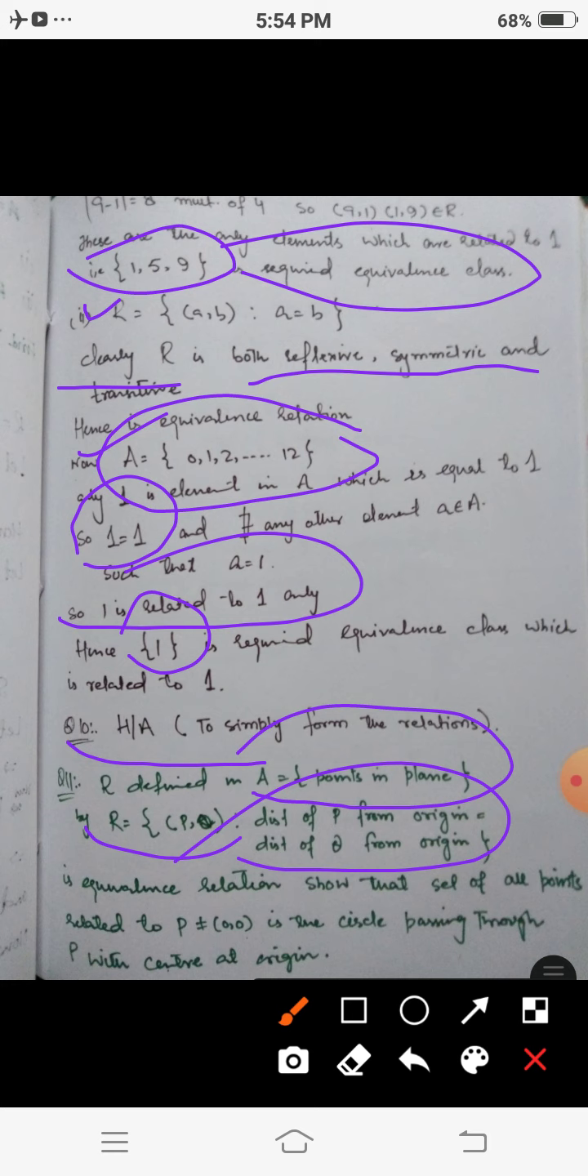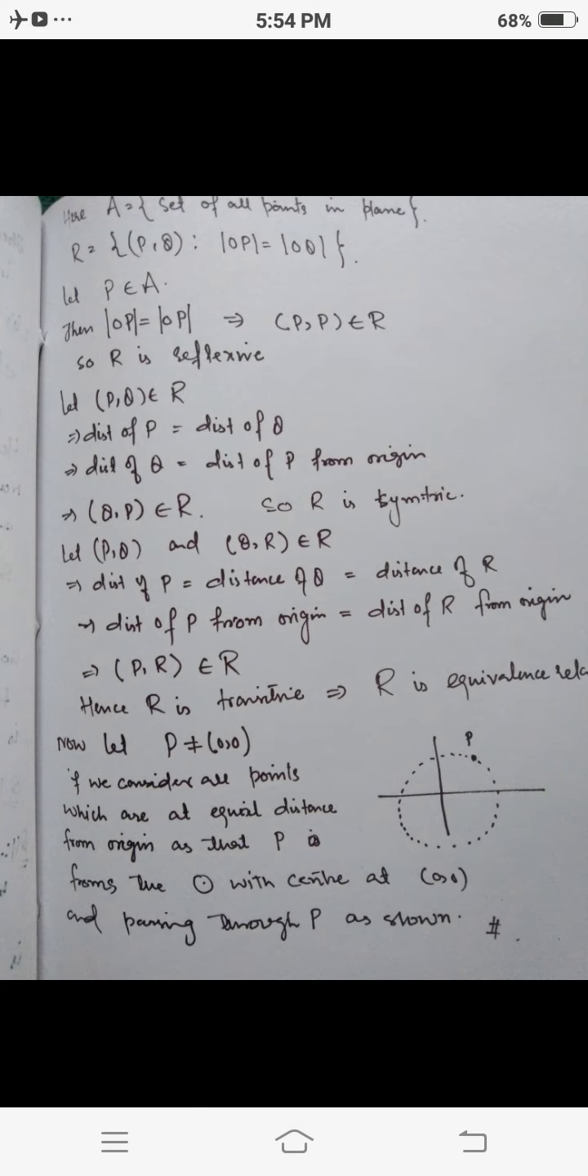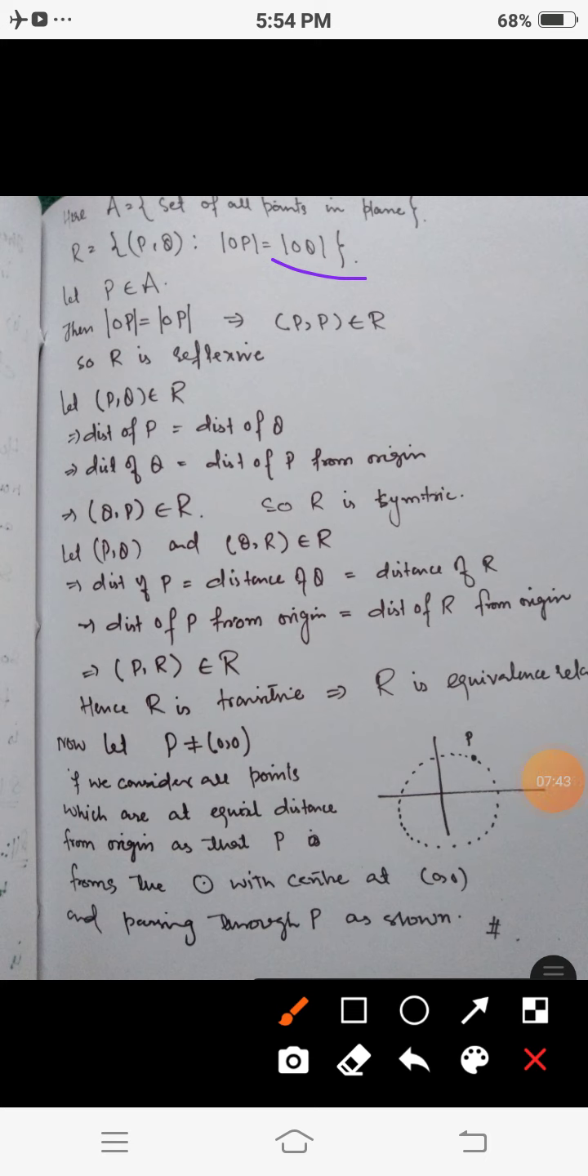Also here we have to find the equivalence class related to the point P which is not equal to the origin, that is (0, 0). And we have to prove that this is actually the circle passing through this point P with center at origin. Now here the relation is defined on this set of all points as (P, Q), where the distance of P from the origin, that is mod of OP, where O is the origin, equals mod of OQ.